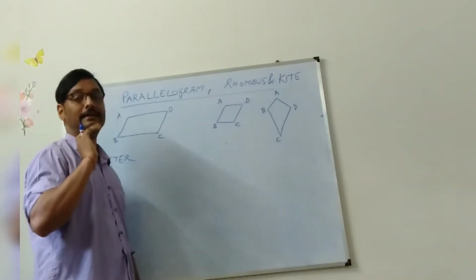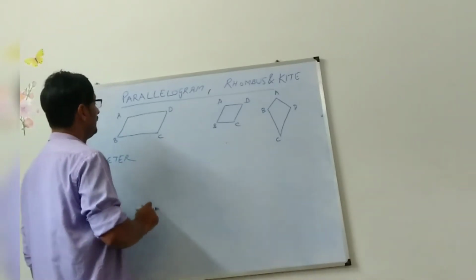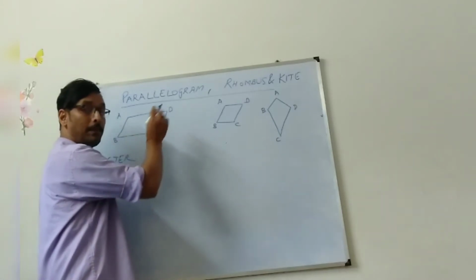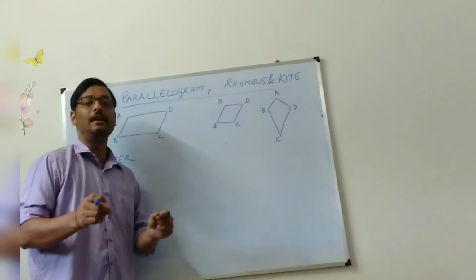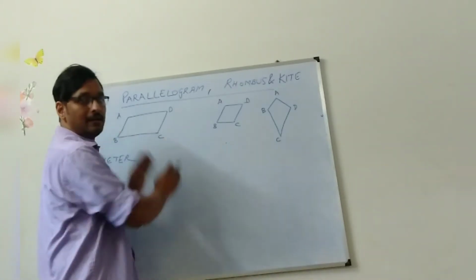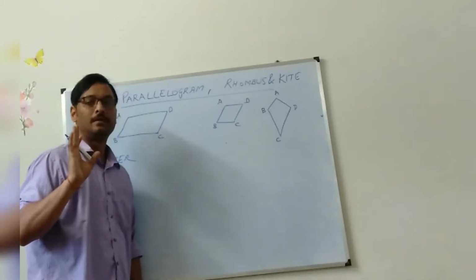No angles are 90 degrees, and diagonals bisect each other. A parallelogram is nothing but the brother of a rectangle. Rectangle and parallelogram are both the same.